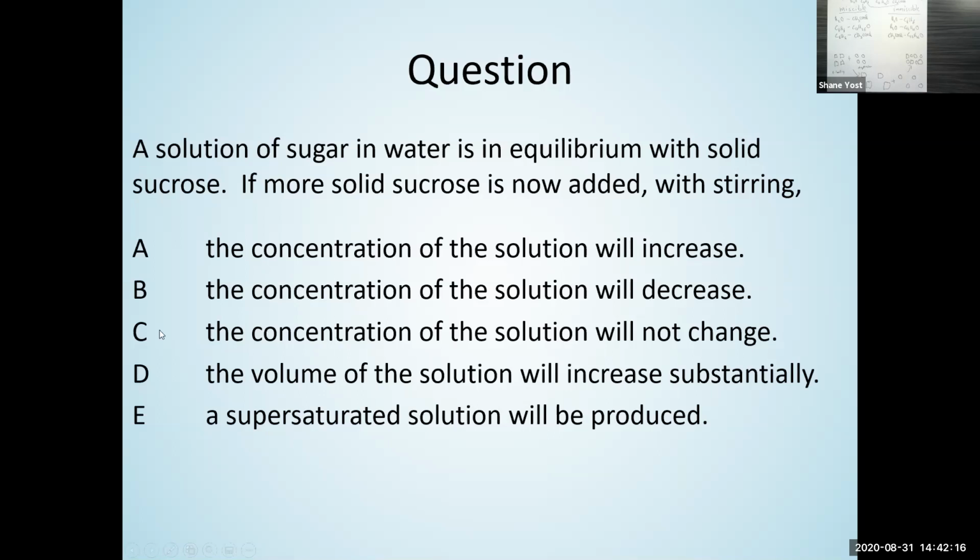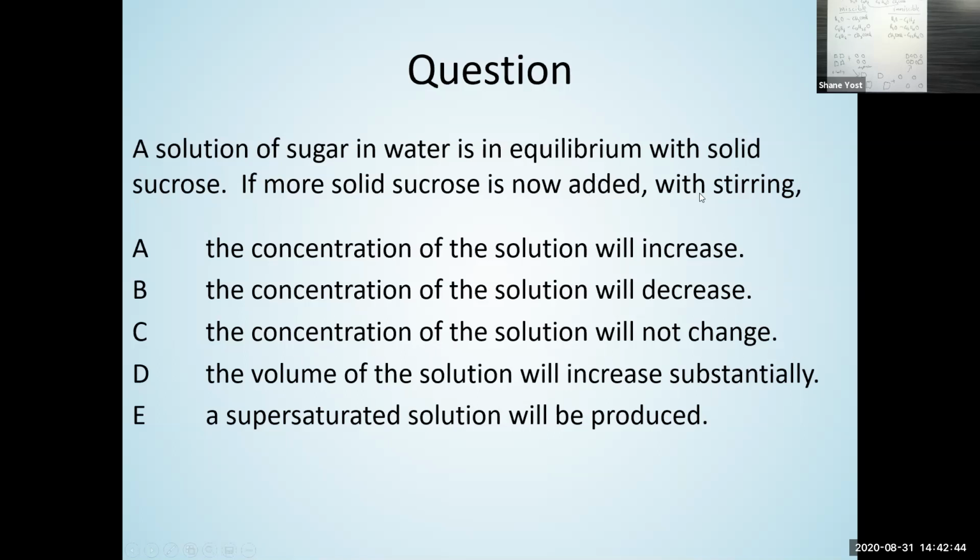So C here: the concentration of the solution will not change, right? First of all, in this problem, the first sentence is telling us we have a saturated solution. That solution is in equilibrium with solid. That means the solution has absorbed as much of that sucrose as it wants to absorb. So it's a saturated solution, and that's what C is saying: the concentration of the solution will not change because it's saturated.